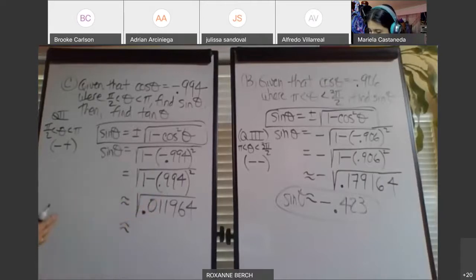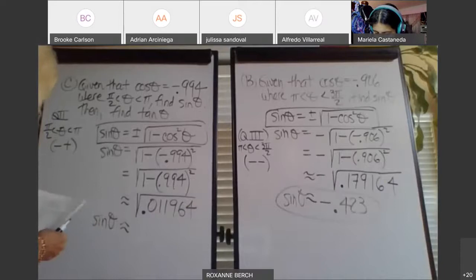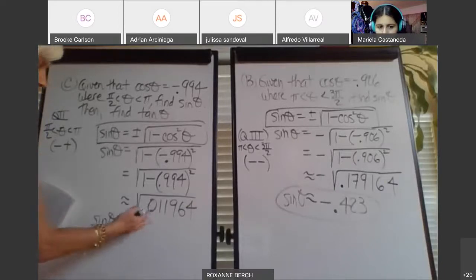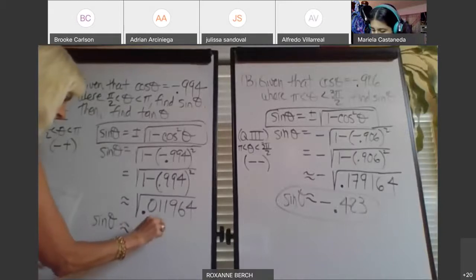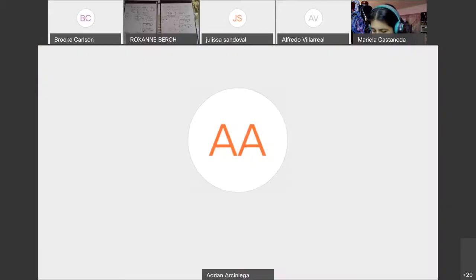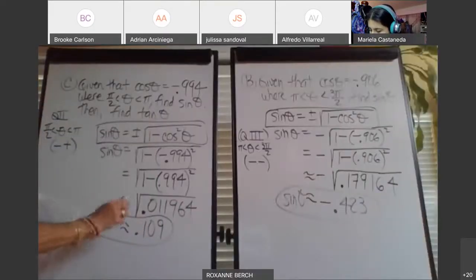Now do the square root of that and tell me what you get. 0.10938. That's right. This is right. But we're not done, because they want us to find tangent.